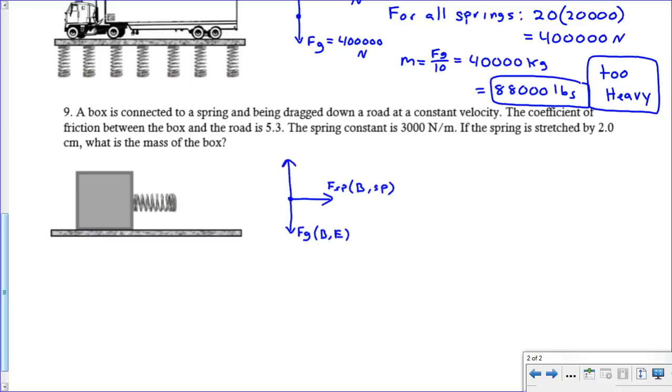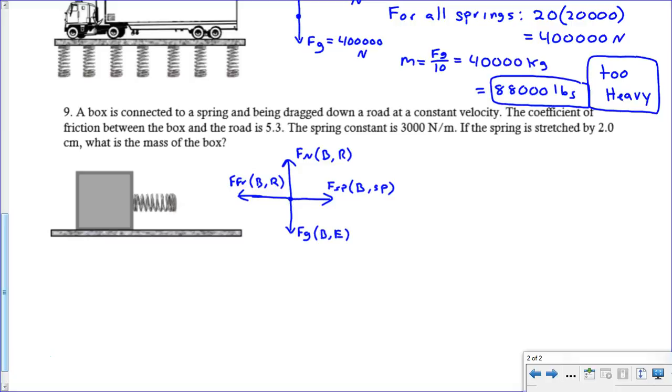Then we have the normal force upward, Fn on the box by the road. And then we have a frictional force here because it's being dragged. So this is Fr on the box by the road. Going through here, trying to fill in what we can. We're trying to find the mass of the box. So again, we don't know the gravitational force. It'll probably be the last thing that we find. But we can think about some other things here.